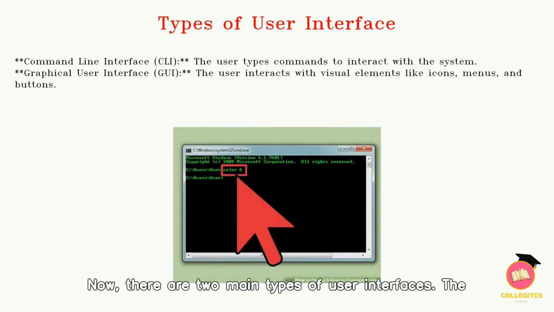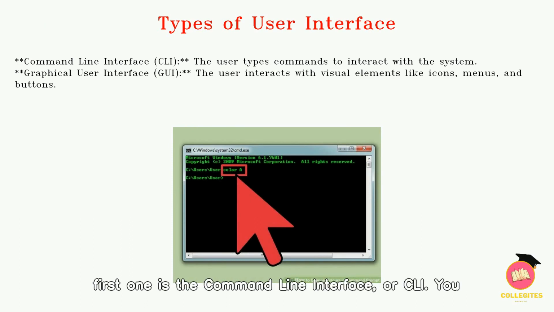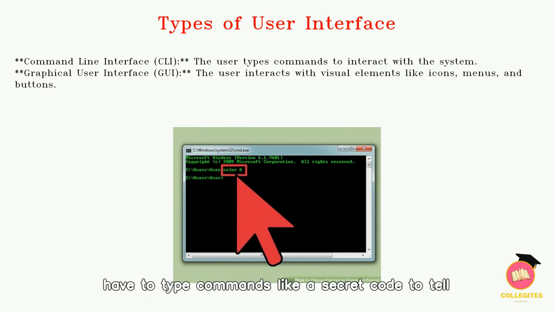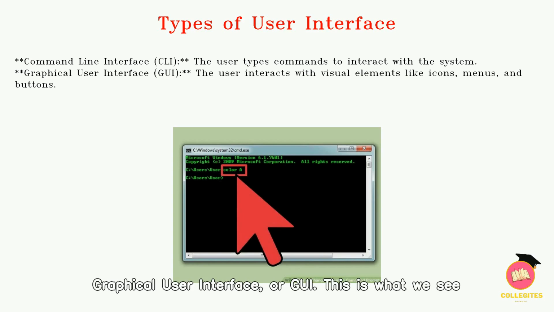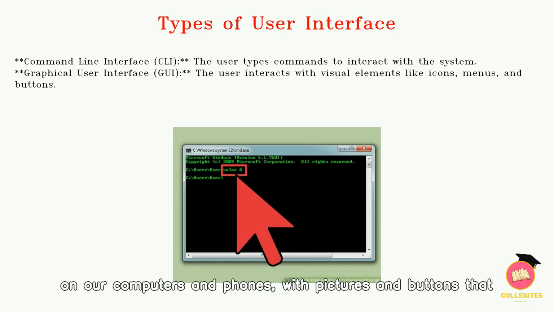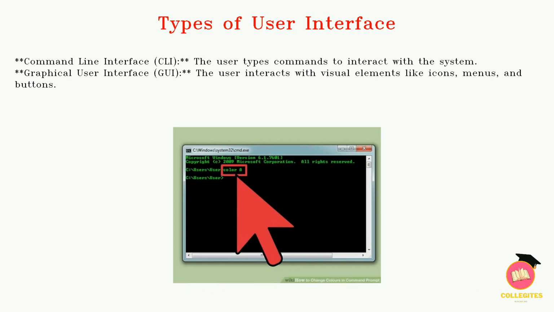Now, there are two main types of user interfaces. The first one is the command line interface, or CLI. You have to type commands like a secret code to tell the computer what to do. The second one is the graphical user interface, or GUI. This is what we see on our computers and phones, with pictures and buttons that are easy to understand.